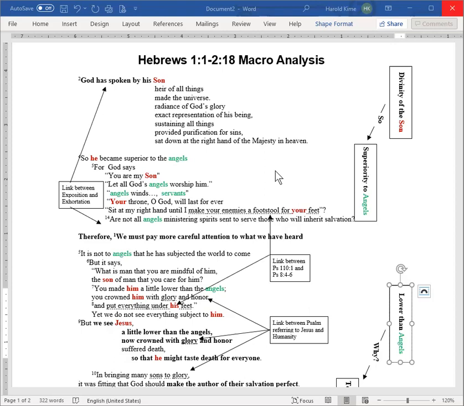You see in front of you a macro analysis or a mechanical layout of a macro unit. What you're looking at are the first 2 chapters in the book of Hebrews. There are a number of things to keep in mind. First, in macro analysis, we cannot include all of the text that is found in the scriptures.